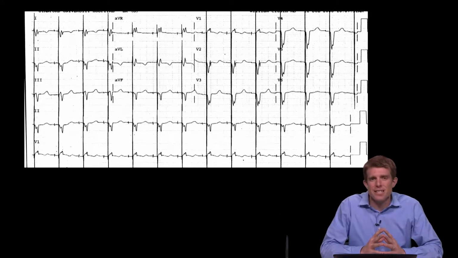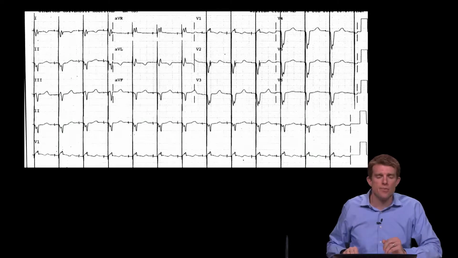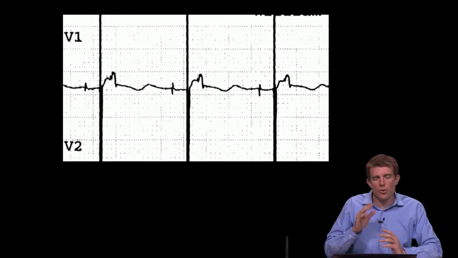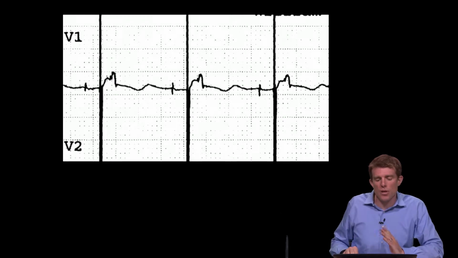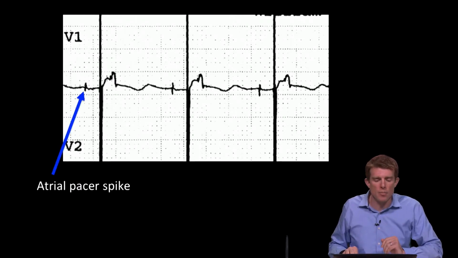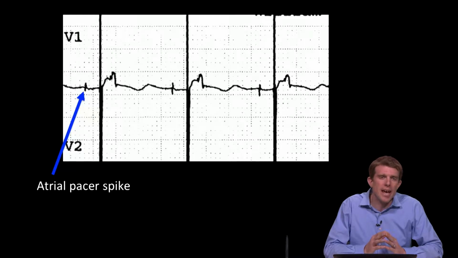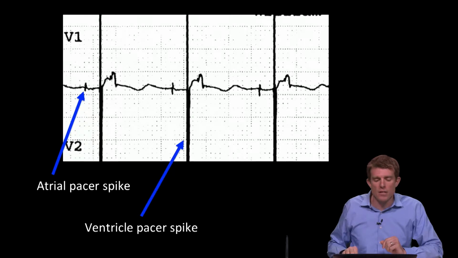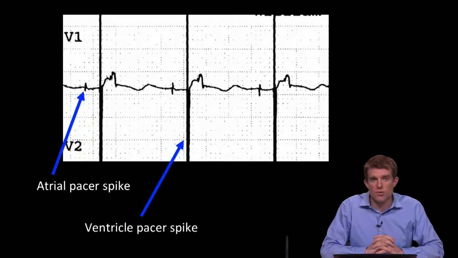So let's take a look at this ECG. On this ECG, you can tell immediately that this is not a normal ECG. But if we blow it up, what are we actually seeing? Looking at V1 a little more closely, you see these abnormal deflections right before the QRS complex and right around the area of the P wave. And this is actually an atrial pacer spike. So this is someone with a pacemaker, and they have a pacemaker lead in the atria that's controlling the atria. And that's where you see this small spike. This large spike is a ventricular pacer spike.